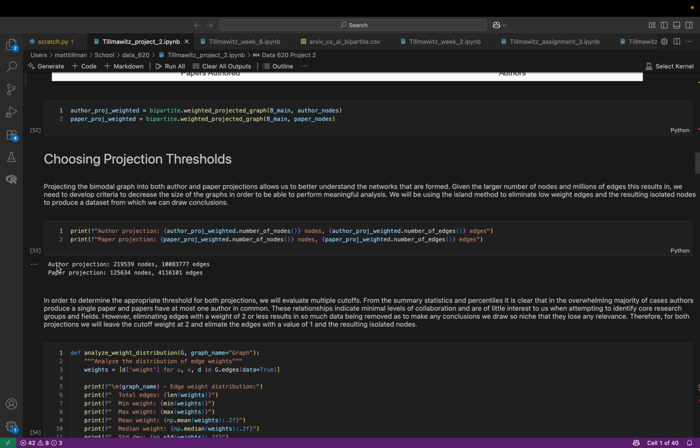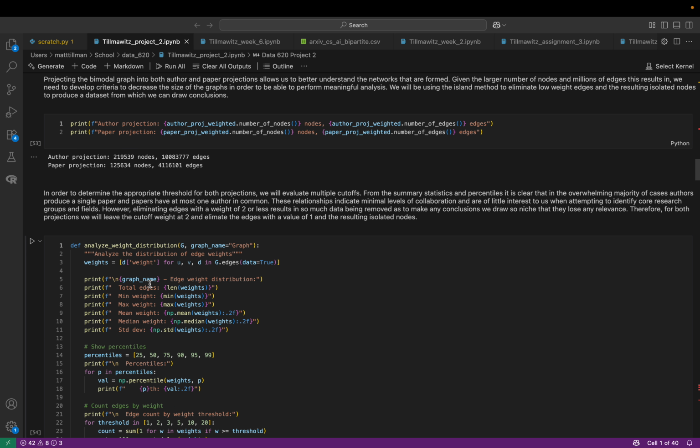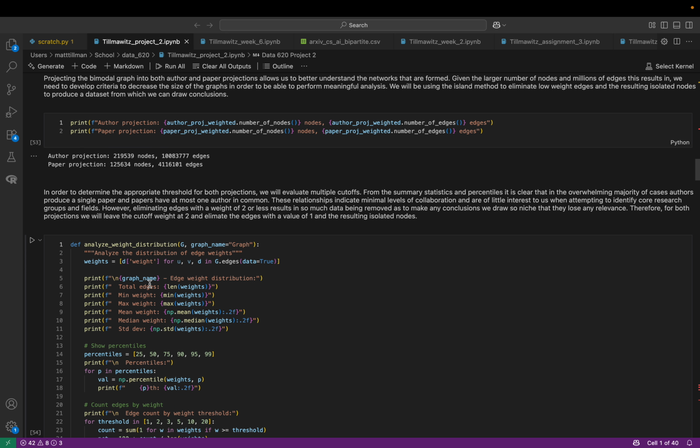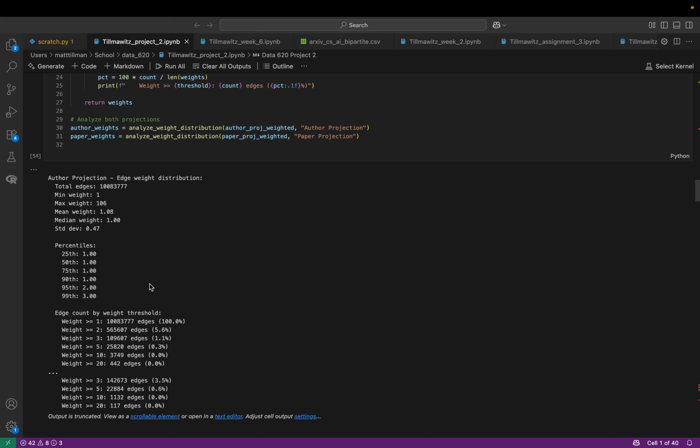As such, it's important to project our bimodal network into single modes in order to draw some conclusions based on the relationships present. When we project onto only author or only paper nodes, we can see that there are hundreds of thousands of nodes and millions to tens of millions of edges. As such, we're going to need to produce some criteria to cut down on the number of relationships in order to be able to produce reasonable conclusions.